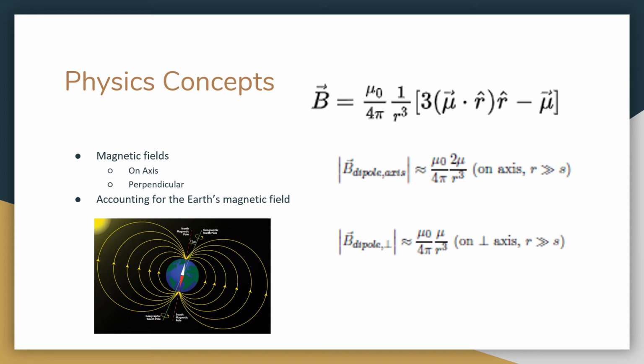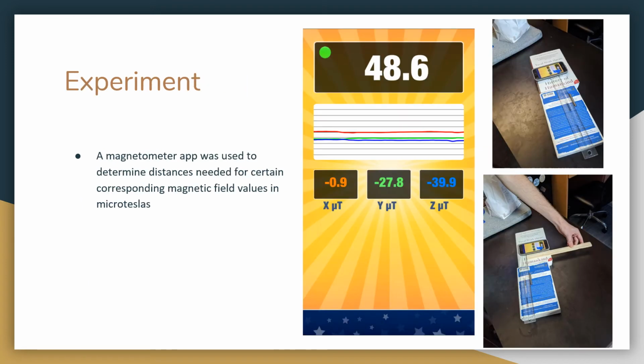Another physics concept at play for this lab is the idea that the Earth essentially acts as a bar magnet with a north pole and a south pole, so that anywhere you are on the Earth, there's some sort of magnetic field. In the experiment, a magnetometer app was used to determine the distances needed for certain corresponding magnetic field values in microtesla. I positioned my phone in a way such that the x component of the magnetic field due to the Earth was 0.